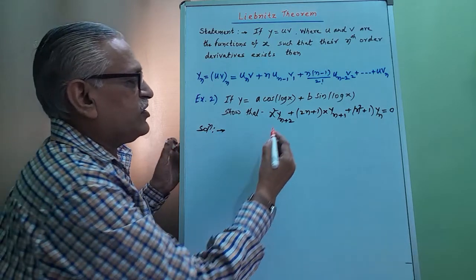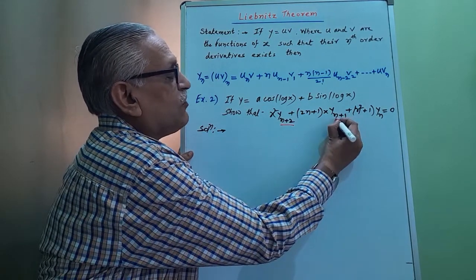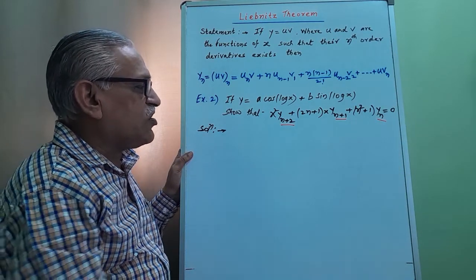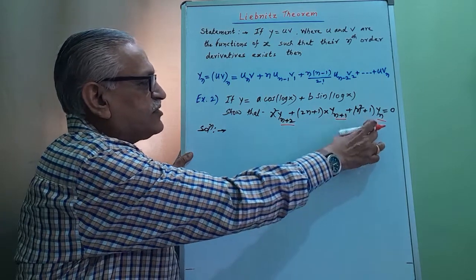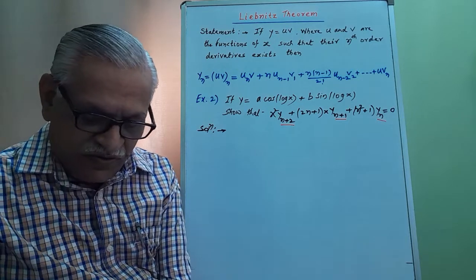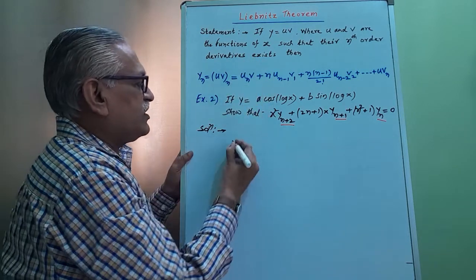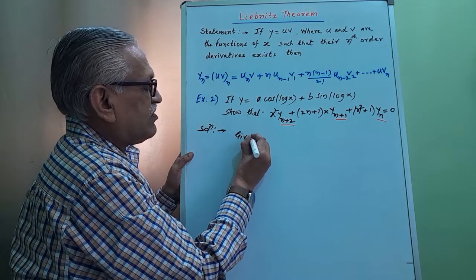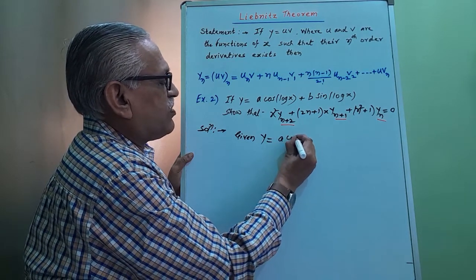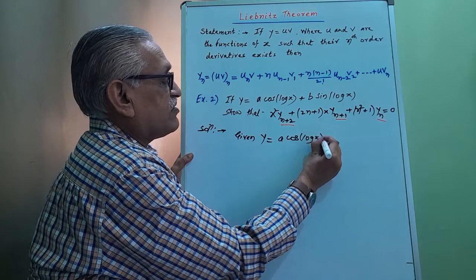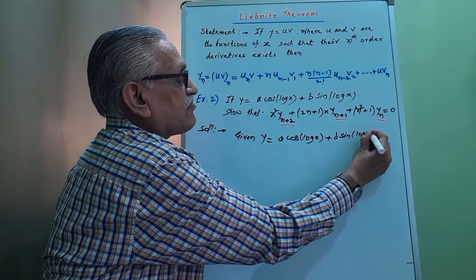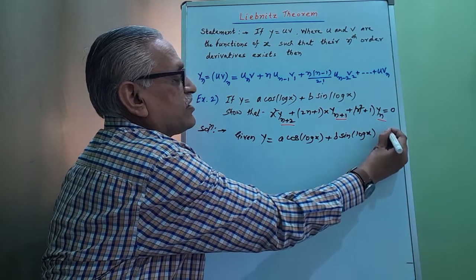And therefore, if you observe here the terms yn plus 2, yn plus 1 and yn, the derivatives of y are in decreasing order. Whenever we have such type of term, it is the problem of Leibniz theorem. And therefore, to apply that Leibniz theorem, we consider the given as y, it is a into cos of log x plus b into sine of log x. We call it equation 1.